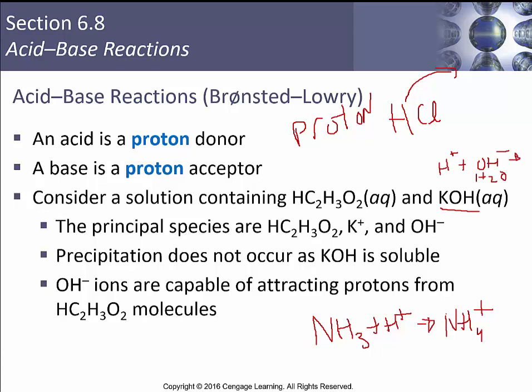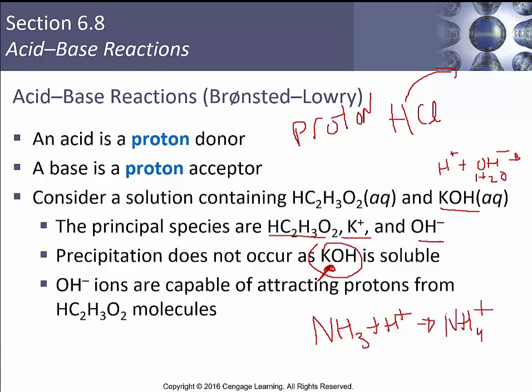So if you look at a solution that contains acetic acid and potassium hydroxide, the principal species in solution are this acetic acid, potassium, and hydroxide. Precipitation doesn't occur because our potassium hydroxide is soluble. Not all hydroxides are soluble, but we've got a group 1 guy over here, potassium, so it's going to be soluble. Right? And those OH ions are capable of attracting protons from your acetic acid.